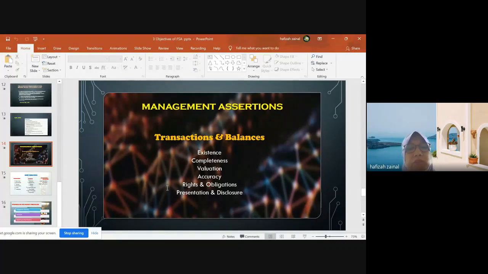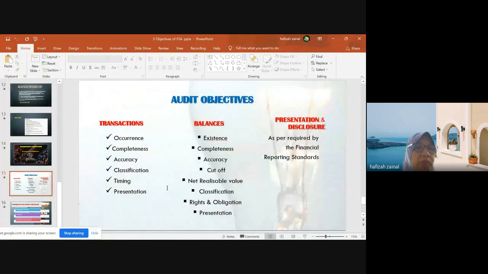What about the audit objective? The audit objective more or less reflects the same concept. The audit objectives cover transactions, which are P&L items, and balances, which are financial position items. So it's the same thing. The first item we are testing: when we do our testing, what do we want to test? The client said revenue exists. So what is our first objective?